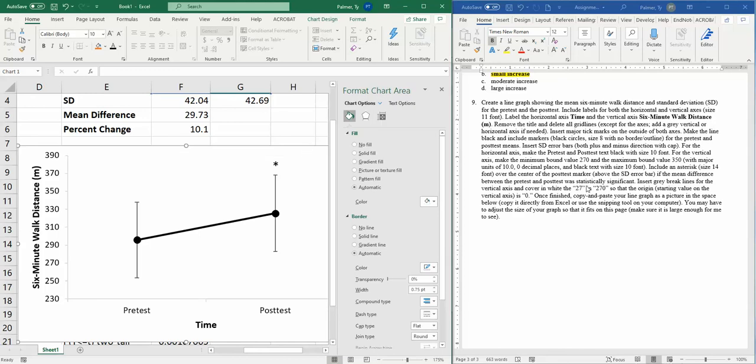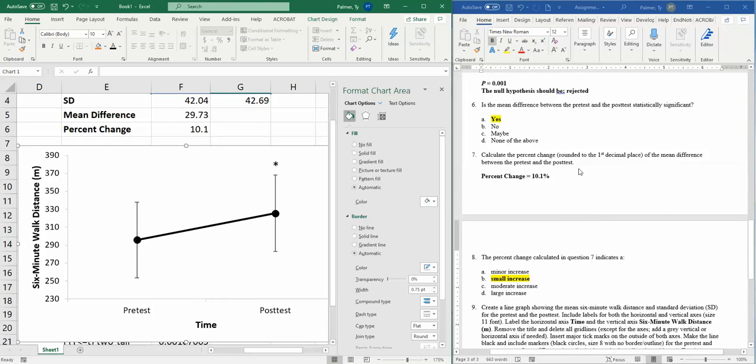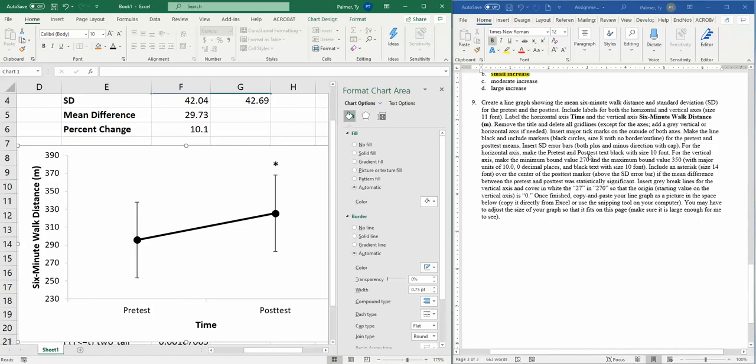Okay, and again, before we move on, just remember your data is different than mine. So if you don't have a statistically significant difference, based on your answer for question 6, if your mean difference between pretest and posttest is not statistically significant, then do not include an asterisk. Only include an asterisk if we have a statistically significant mean difference. The asterisk is there to indicate statistical significance. If you don't have a statistically significant mean difference, then obviously you're not going to include an asterisk. So again, be careful with this.